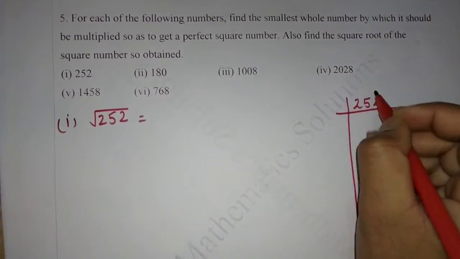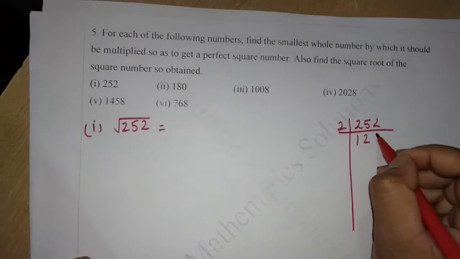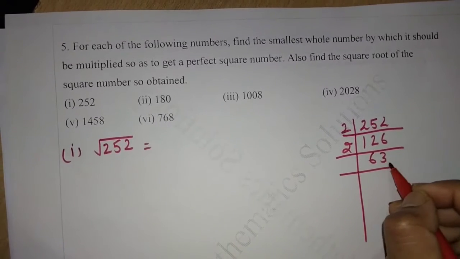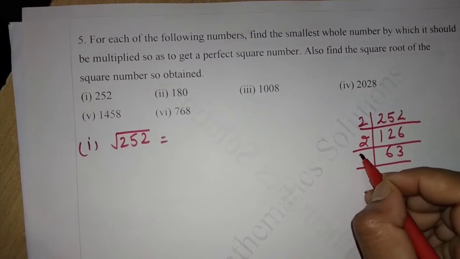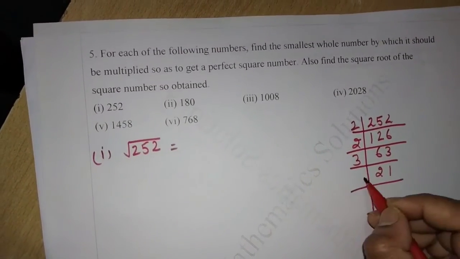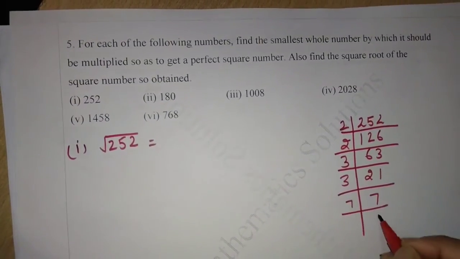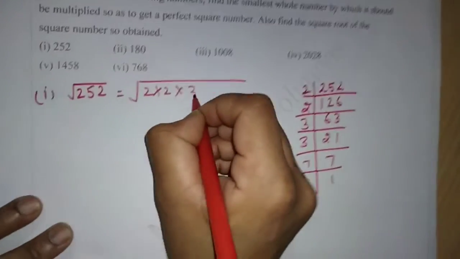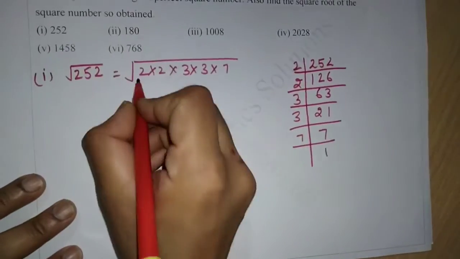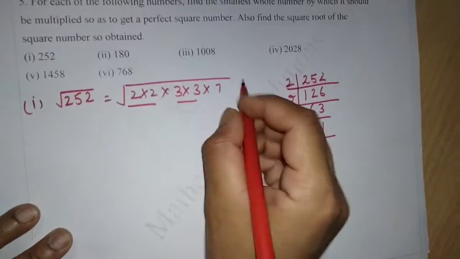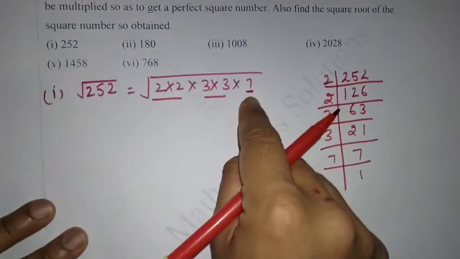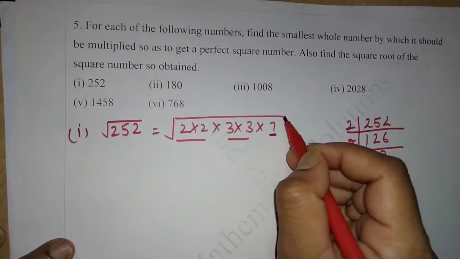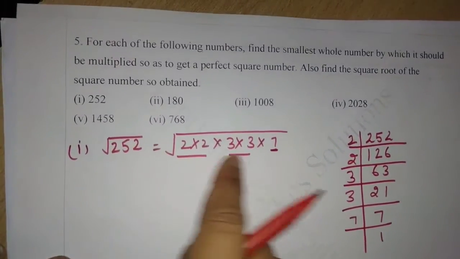So let's start dividing with 2. 2 1s are 2, 2 2s are 4, 2 6s are 12, 2 6s are 12, 2 3s are 6. Now it will not be divided by 2, so let's divide it with 3. 3 2s are 6, 3 1s are 3, 3 7s are 21, 7 1s are 7. Now write its factors in product form. Here you can see that 2 is in pair, 3 is in pair, but here we have only one 7. So if I write 7 here, then it will become a perfect square number.